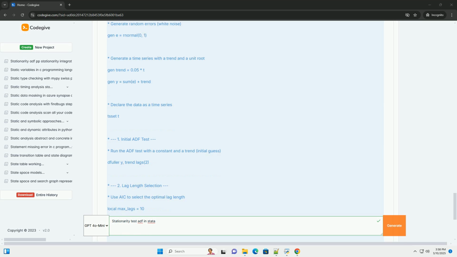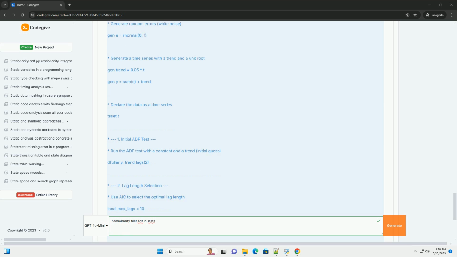Level, specifies the significance level, alpha, for the test. The default is 5%, 0.05. You can set it to 1%, 0.01, or 10%, 0.10, etc. Regress, shows the regression table used in the DF test. Example 1, testing a series for a unit root, no trend or drift.